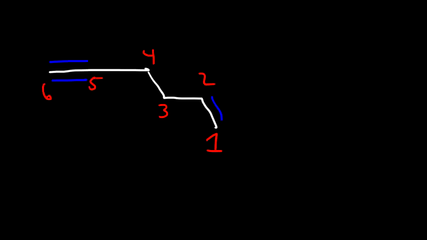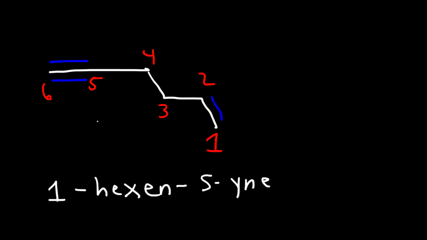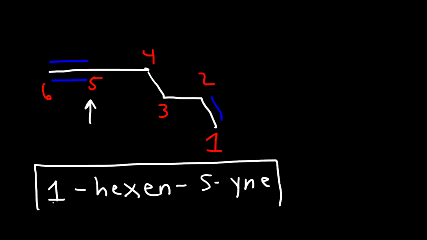So we have 6 carbons. So this is hexane, but it's going to be hexene instead. Now the way you name it, it's going to be 1-hexene, because the alkene is at carbon 1, and then dash 5-yne, because the triple bond is on carbon 5. And so that's how we can name a molecule that has an alkene and an alkyne functional group.